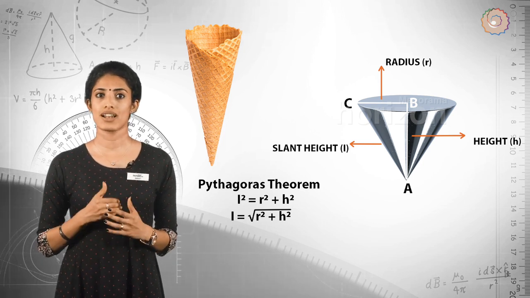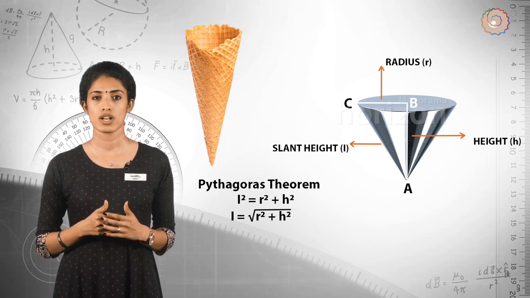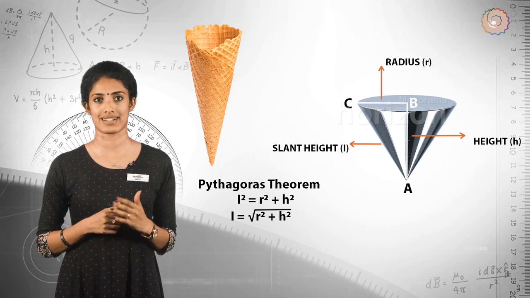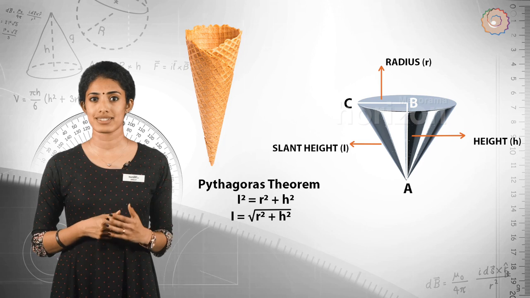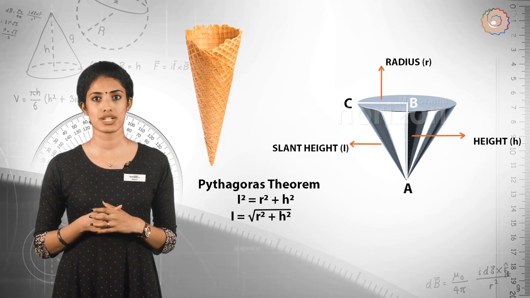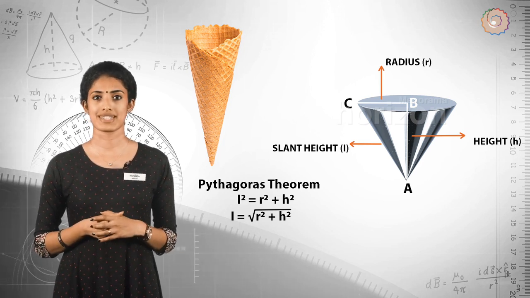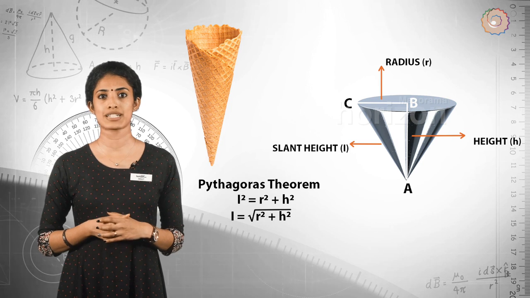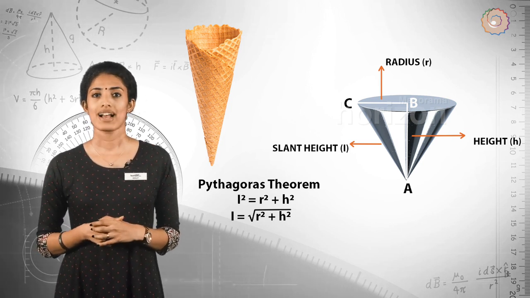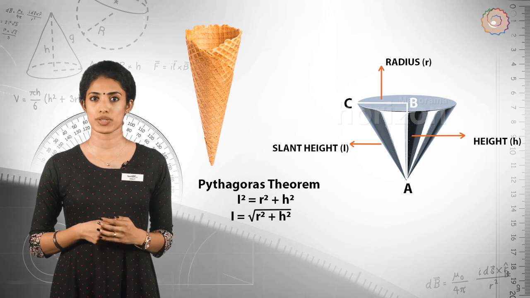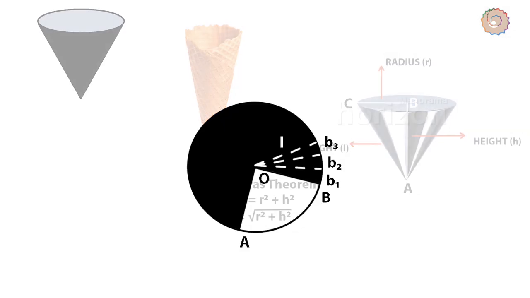Here, we see the longest side is the slant height, which is the hypotenuse of the right-angled triangle. Therefore, we can use the Pythagoras theorem to find the relationship between these sides, which is given by l squared is equal to the sum of r squared and h squared. Therefore, l is equal to the root of r squared plus h squared.